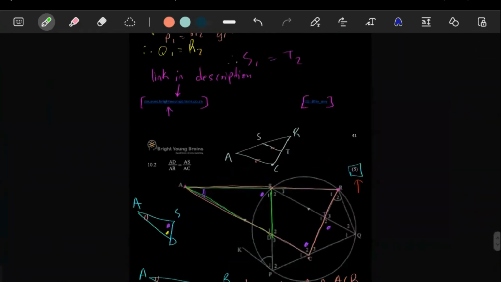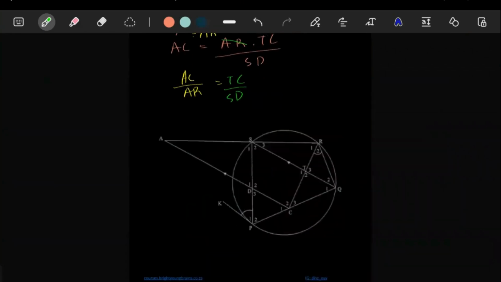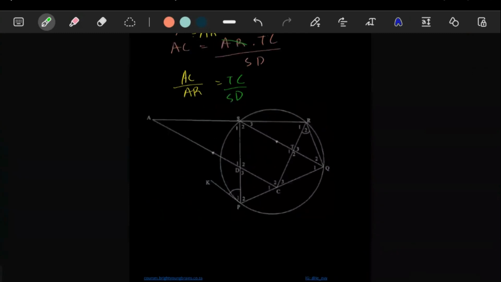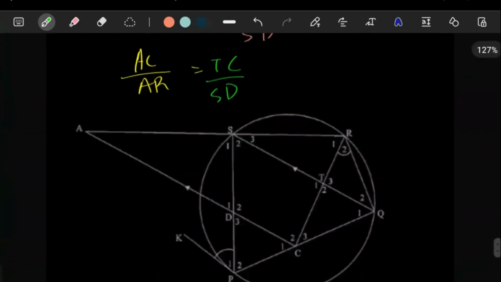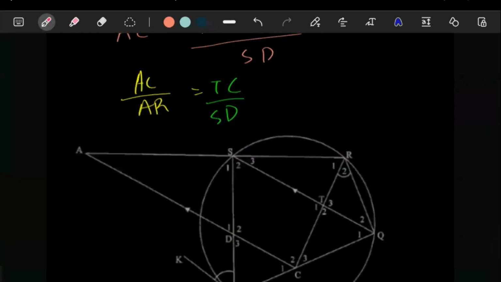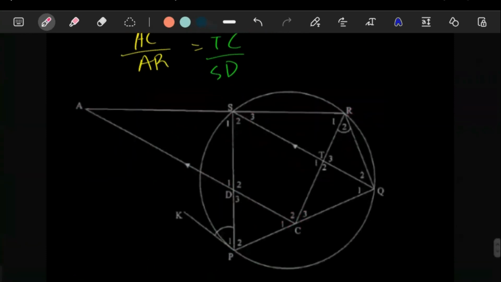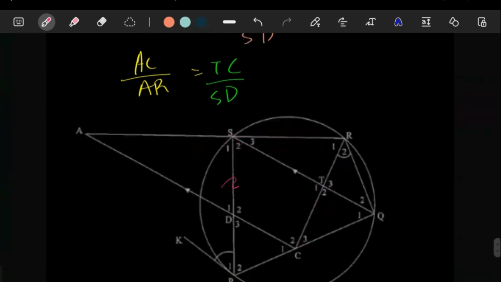It's a 4-mark question, so we don't have to panic or anything like that. We also might have to make use of the fact that we have certain triangles that we've proven to be similar, but we'll see. So here, let's look at the lines we're talking about. AC, which is the whole thing there, AR, which is the whole thing there, and then TC is just this part here. Okay, perfect. And then SD, for some odd reason, it's just randomly there.